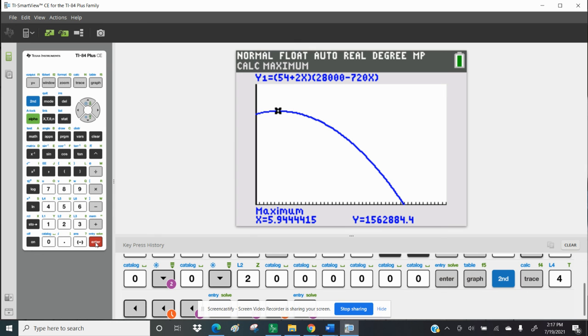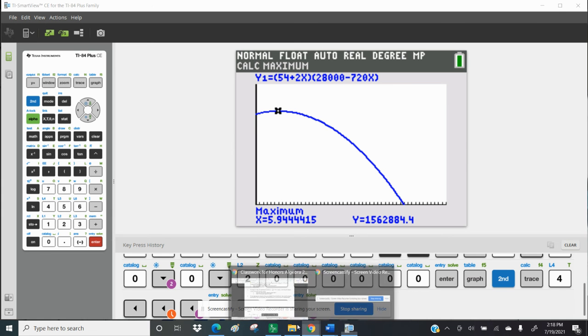Now this tells me that x equals, we'll round that to 6. So x equals 6, which means they're going to have 6 price changes. And when they do that, the revenue will be 1,562,884.4. So that is what my y value will be. Now let's go back and find out what question they asked me, because I don't remember that anymore.